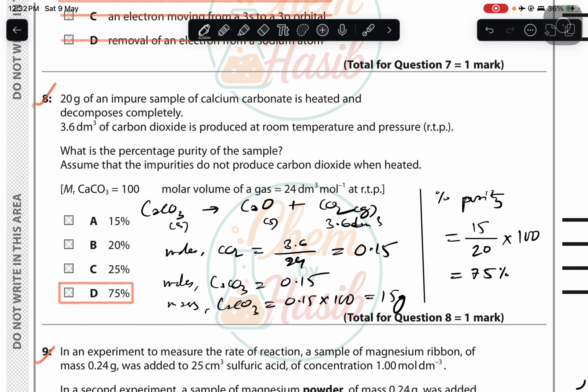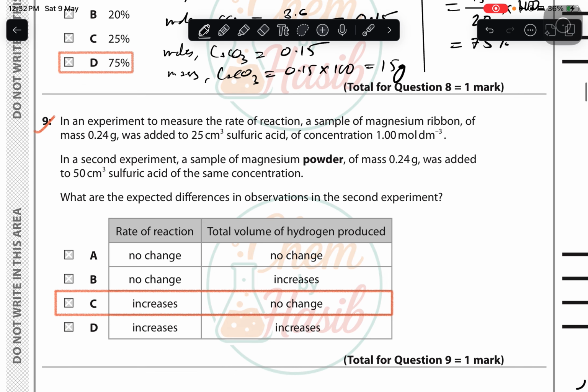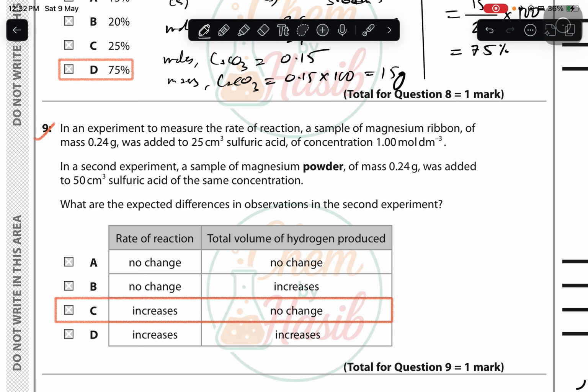Then we move on to question number 9. Question number 9, it says, in an experiment to measure the rate of the reaction, a sample of magnesium ribbon of mass 0.24 was added to 25 cm cube of sulfuric acid of concentration 1 mole per dm cube. Okay, you are given the mass, the volume of the acid and the concentration of the acid. In a second experiment, they used powdered substance of the same mass and it was added to 50 cm cube, right? Okay, and the sulfuric acid had the same concentration.